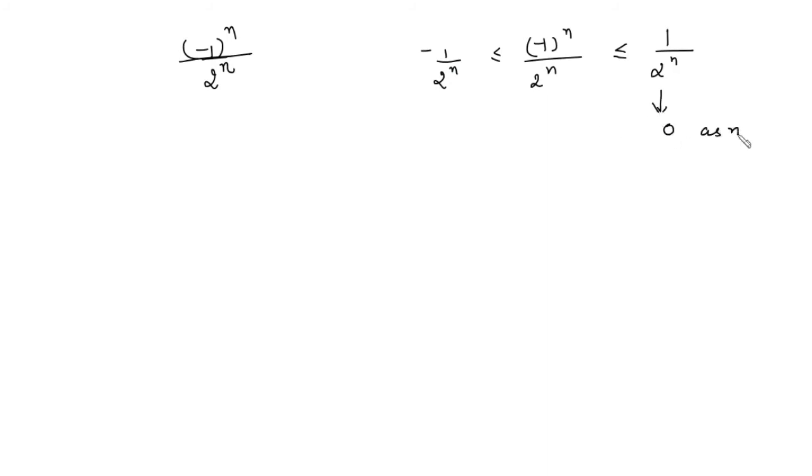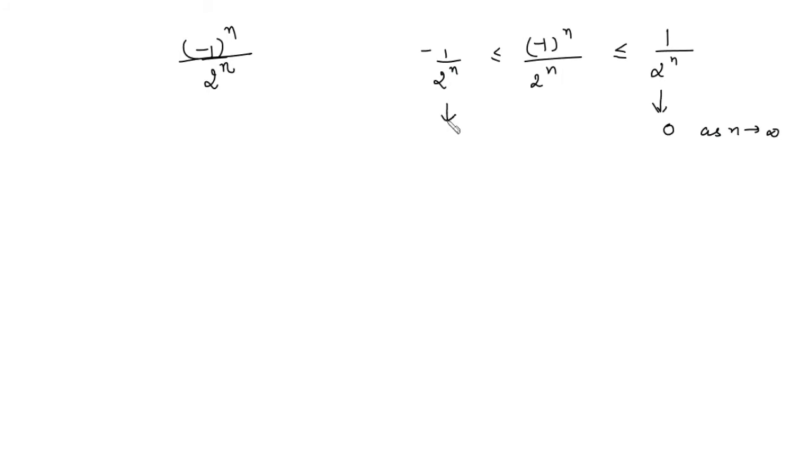Now the next is, let's suppose you have to find out the limit for the sequence (-1)^n / 2^n. We have to find out the limit of this sequence. Again, since we know that it is always lying between these two sequences, and this sequence is going to 0 as n goes to infinity.